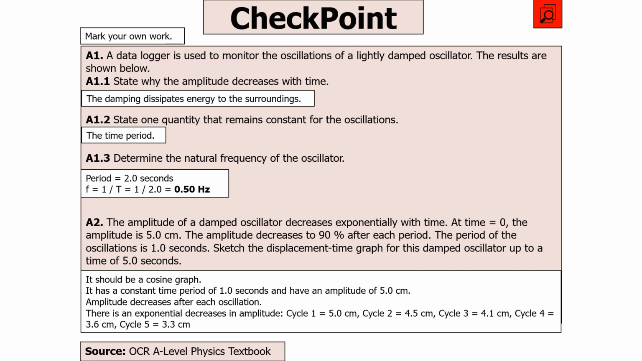After that, the amplitude decreases to 90% of the previous value for each cycle. So the first cycle is 5 centimeters, the next one is 90% of 5 centimeters, 4.5, 90% of that is 4.1, 90% of that is 3.6, and 90% of that is 3.3, given your particular cycle.